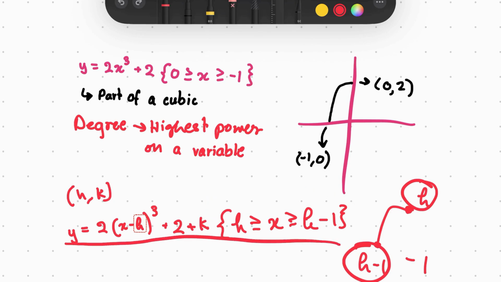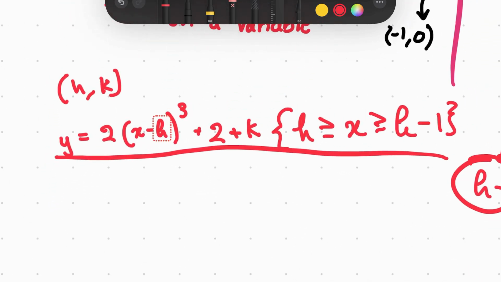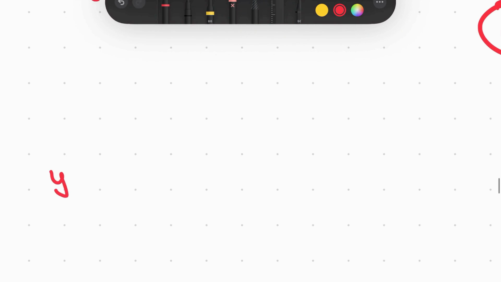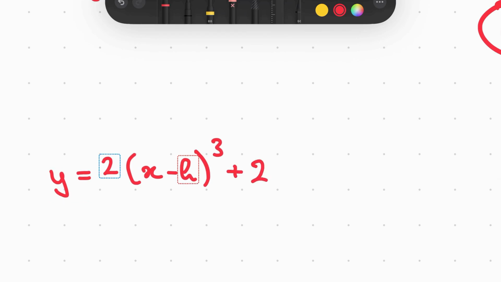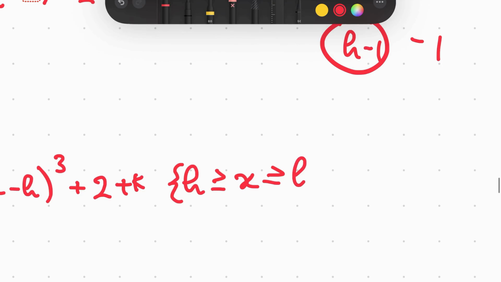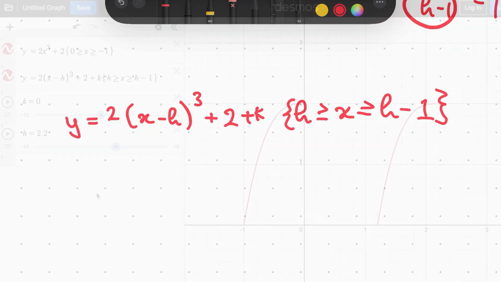So this is going to be our finished product. This is how it's going to look at the end. I'll just write that out more neatly. So y equals (x minus h) cubed plus 2 plus k, and our domain, we figured out, is h is greater than or equal to x, and that is greater than or equal to h minus 1. And that's it.